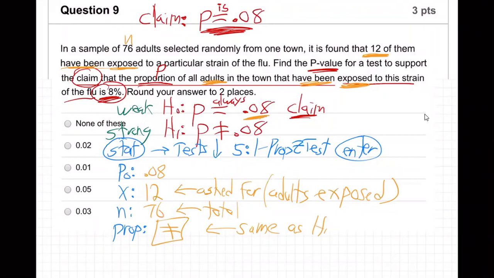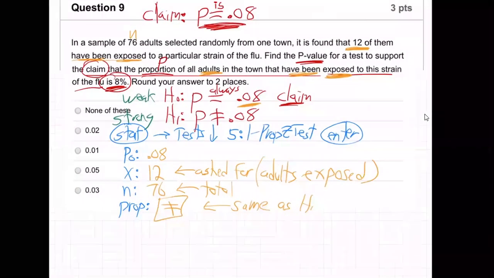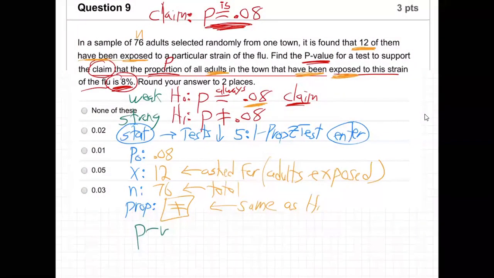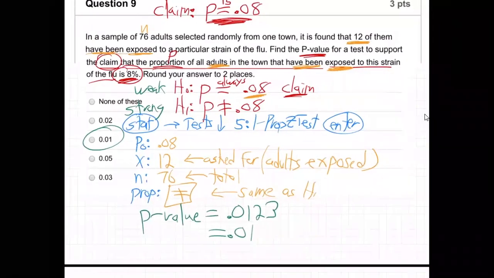And I'm getting, right here, a p-value which came out to be 0.0123. Rounded to 2 places, there it is. See how they rounded them all to 2 places? So we got it. There's the p-value. And that's it.